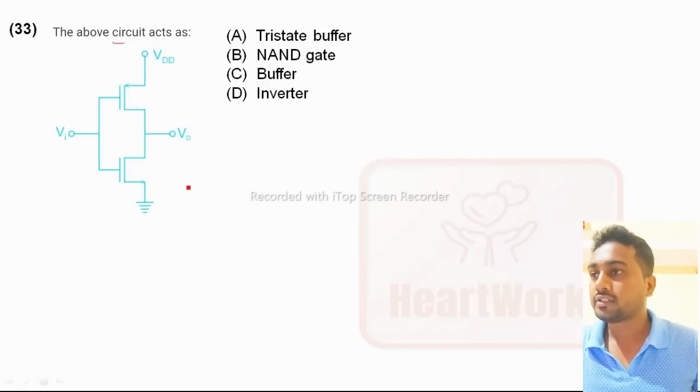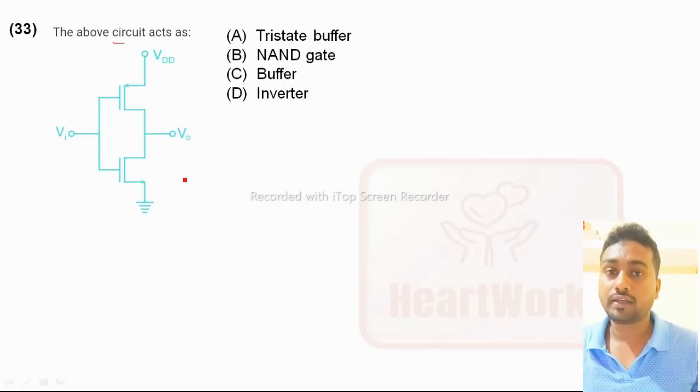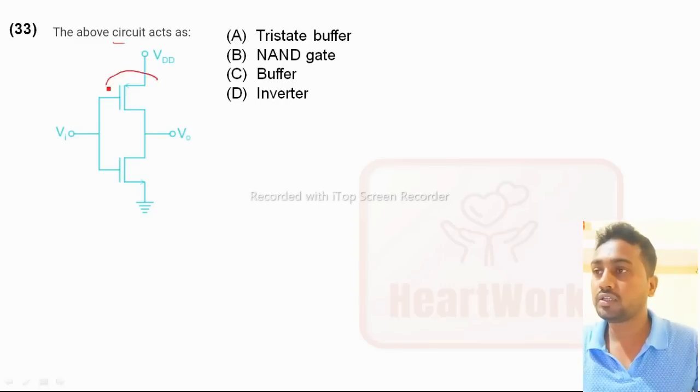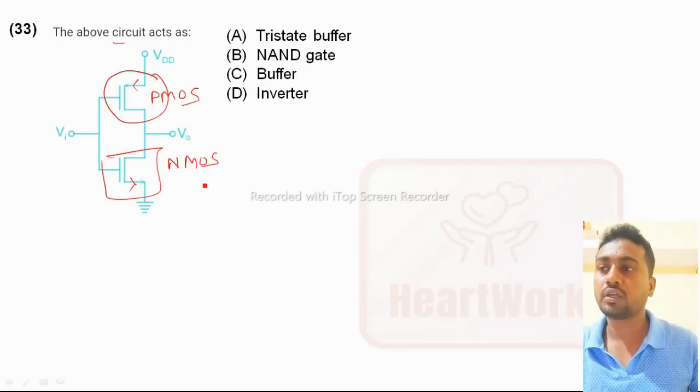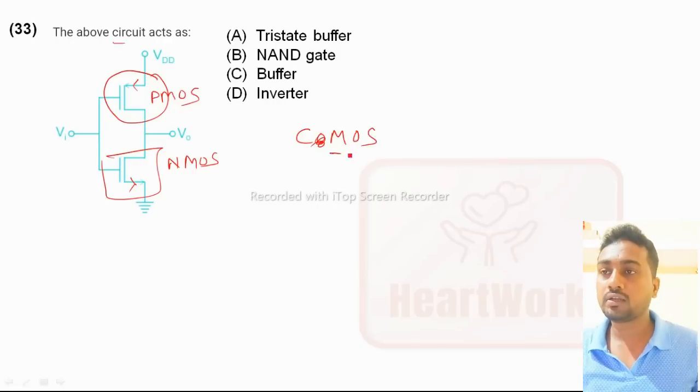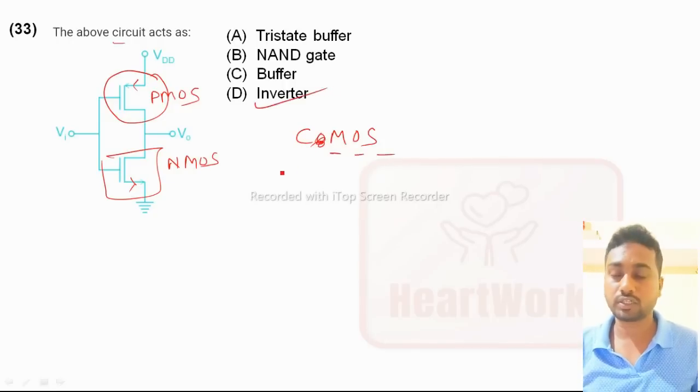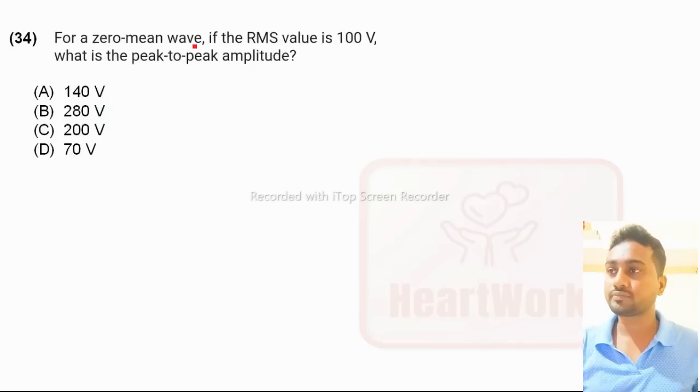The above circuit acts as what? How will this circuit act? If you see this transistor symbol, this is PMOS, and this is NMOS. This arrow is going inside, so PMOS; this arrow is coming outside, so it is NMOS. The combination of NMOS and PMOS is called CMOS. CMOS means complementary metal oxide semiconductor. This is called a CMOS circuit or inverter circuit, option D.